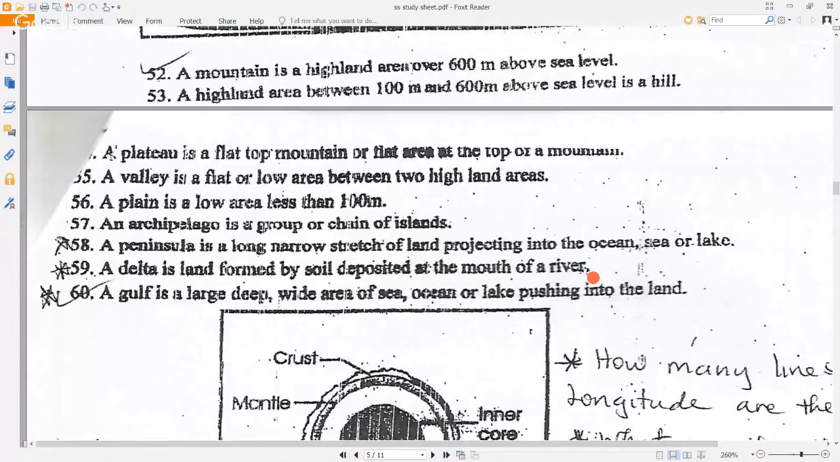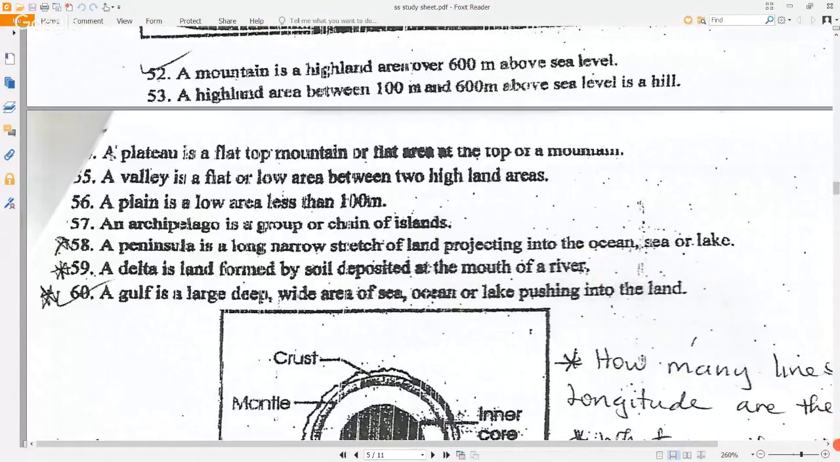All right. A gulf is a large, wide area of sea or ocean pushing into the land. So the Gulf of Mexico is not a landmass, it's actually a water body. All right. And with the gulf, we're going to have land on three sides. However, with the peninsula, we have water on three sides. All right. Hope that helps.